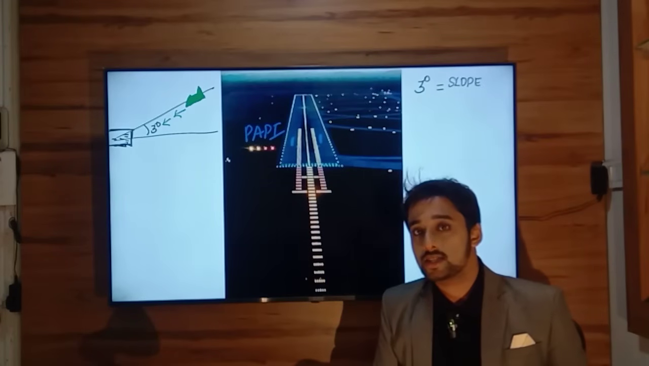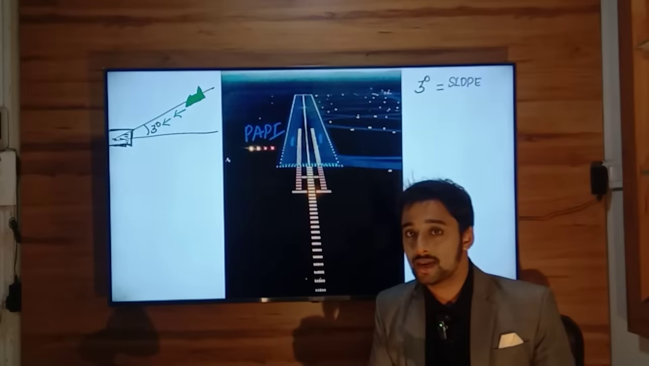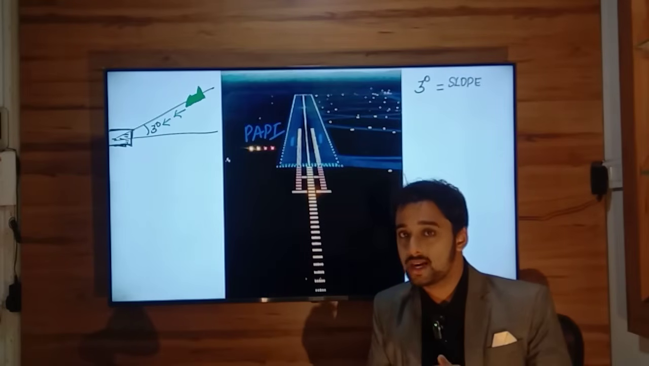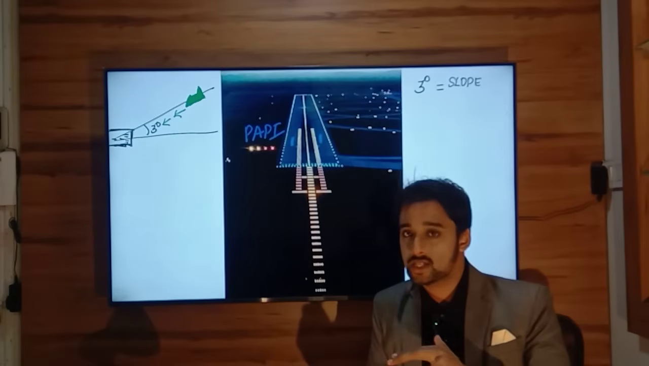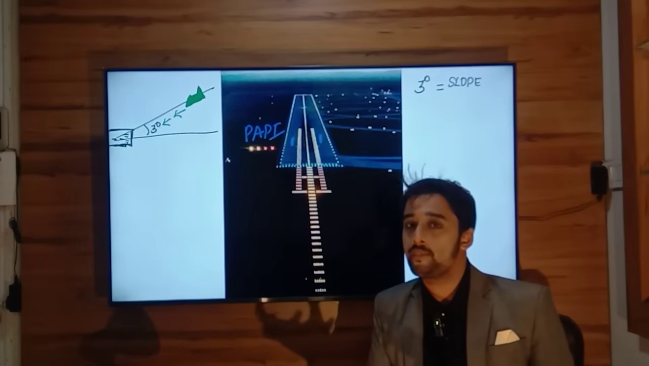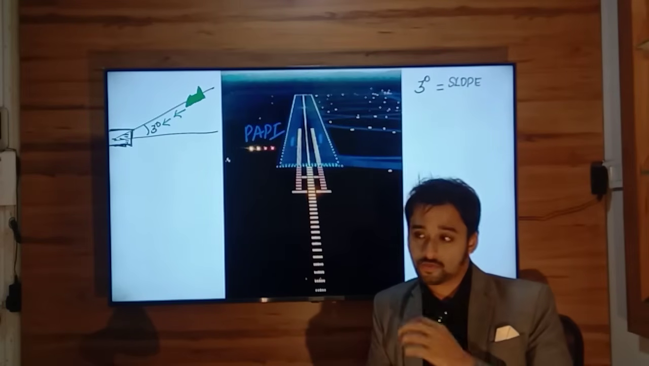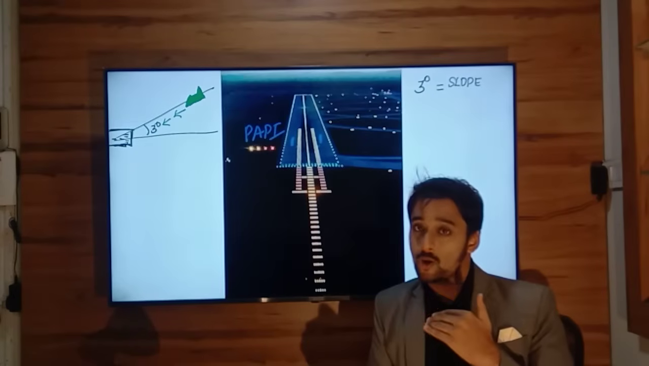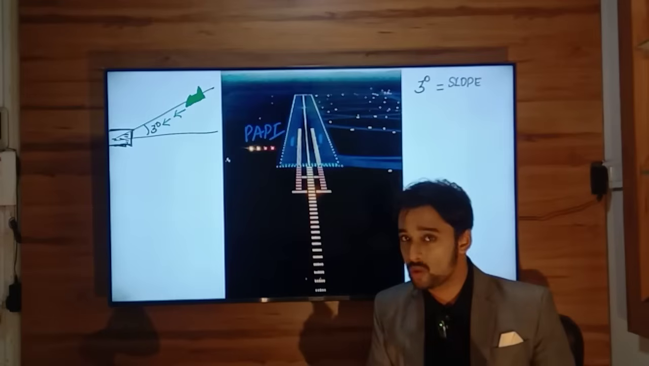So these lights behave in a certain way. If you are correctly established on the glide slope and you are successfully maintaining it as you come down towards the runway, it will show a color combination of 2 lights. If you are above the glide slope, it will show a new combination of 2 lights. If you are going below the correct glide slope, it will show another combination of 2 colors.